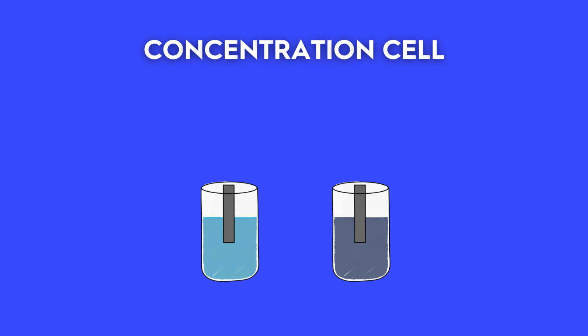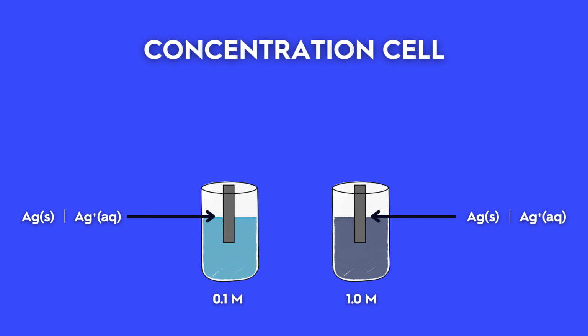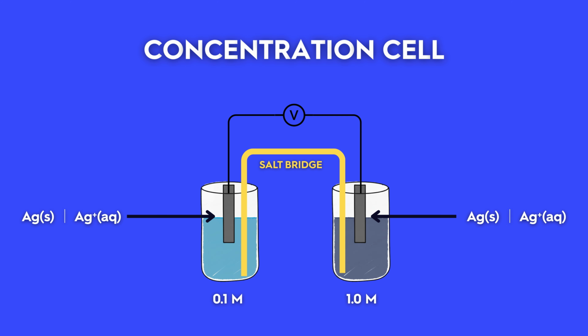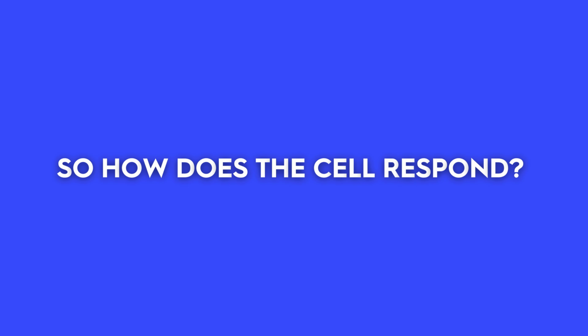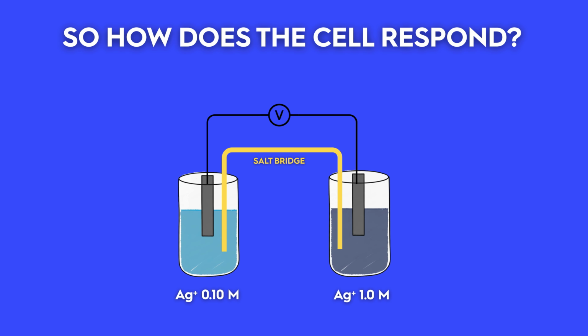Both half cells use the same redox couple, just at different concentrations. Under standard conditions, the cell potential is 0. But with a concentration gradient, the potential becomes positive. So how does the cell respond? It naturally tries to balance those concentrations.